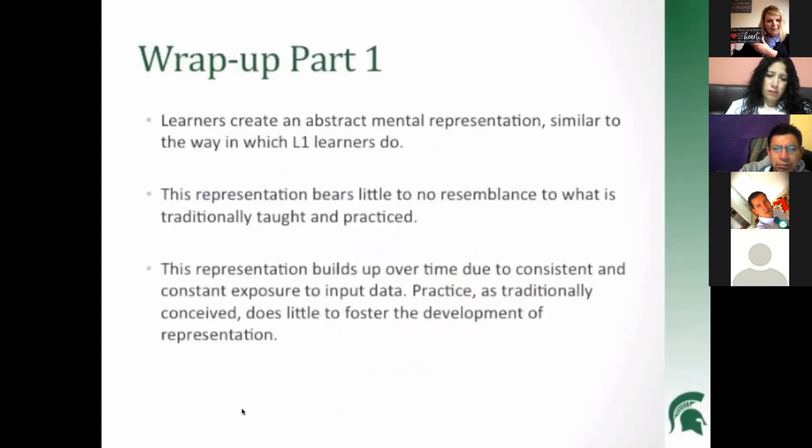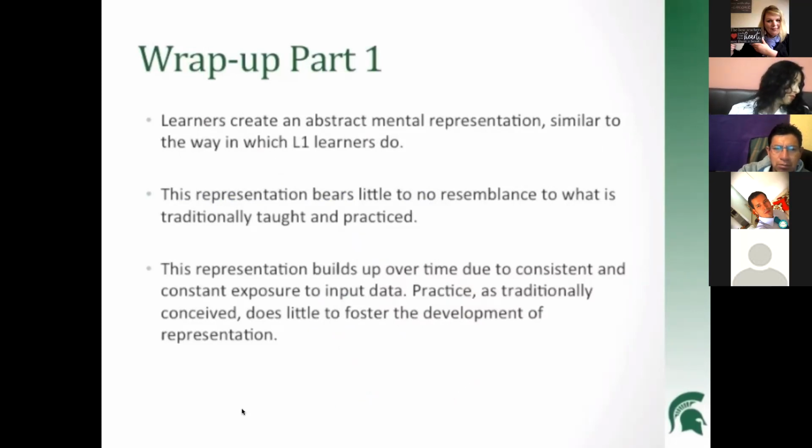Now, let's wrap up here and think about some of the things we've talked about in these first three sections of our route through second language acquisition. The first point we try to make is that learners create an abstract mental representation of language, similar to the way in which first language learners do. In other words, what we're saying is that L1 and L2 acquisition have a lot of similarity. Even though we know they might not be exactly the same, they have a lot of similarity. And one place in which they're similar is that both sets of learners, L1 learners and L2 learners, have to create an abstract mental representation.